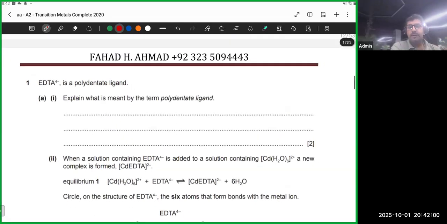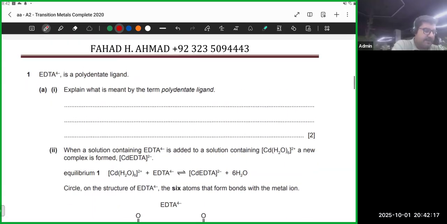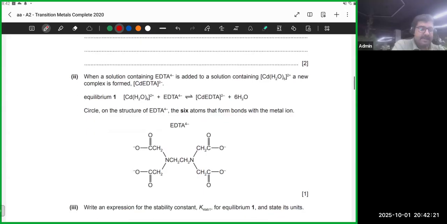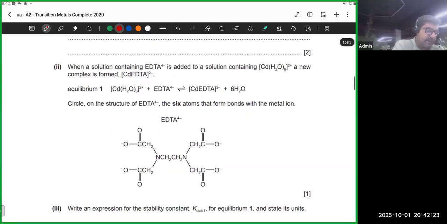So now the question is, what's a polydentate ligand? It's a ligand that can form multiple dative bonds in a metal ion complex. Mono means one, polydentate means it can form many dative bonds with a metal cation in a metal complex. And EDTA is one such polydentate ligand.